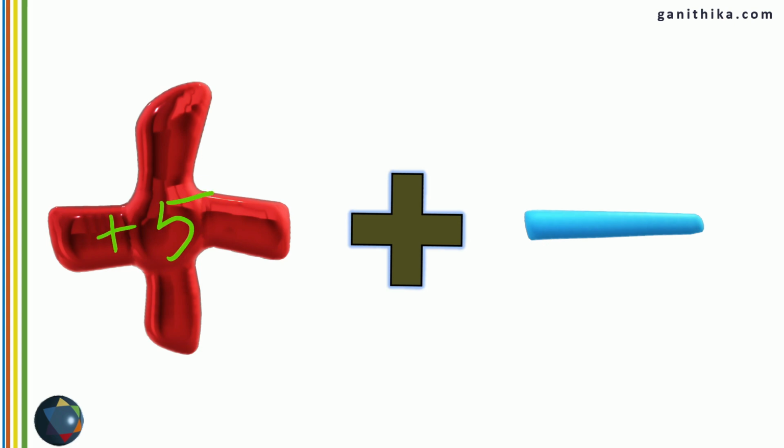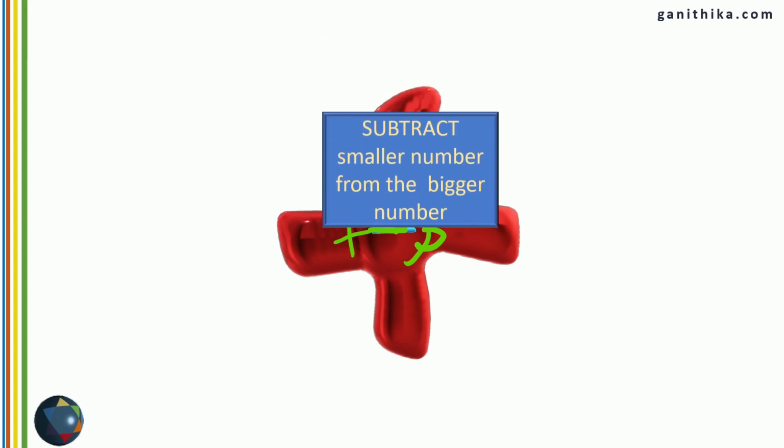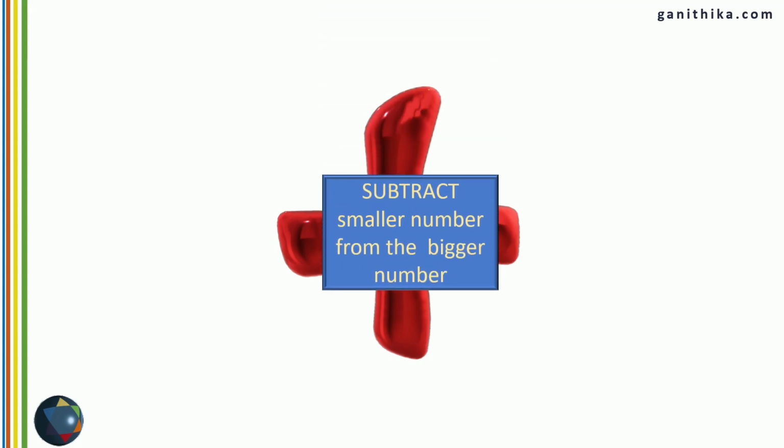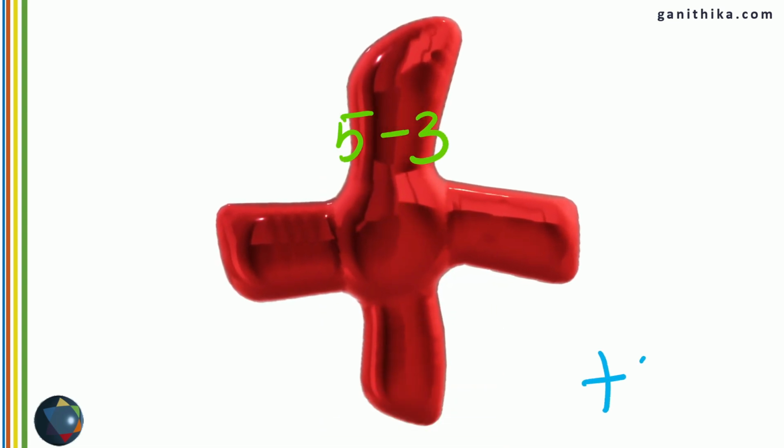Positive 5 added to negative 3. So the bigger number is 5, the smaller number is 3. The bigger number has the positive sign, therefore the final result will be a positive number. What you need to do with the numbers is subtract the smaller number, which is 3 in this case, from the bigger number, which is 5. So 5 minus 3 is 2. You need to give the answer as positive 2, because the bigger number 5 had a positive sign. And the numbers are 5 and 3, therefore subtracting 5 minus 3 is 2, so positive 2.